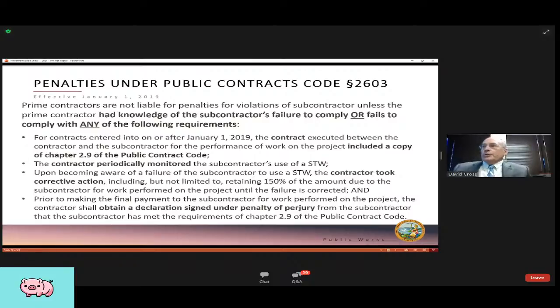And then this final one, which almost no prime contractors comply with: before making the final payment, the contractor obtains a declaration signed under penalty of perjury from the sub that the subcontractor complied with skilled and trained workforce requirements. This is a completely separate declaration. This is not just saying, oh, they submitted certified payroll records. This is not saying, oh, they submitted a declaration saying they complied with the requirement to pay prevailing wages. This is a separate declaration that you prime contractors have to have. If you don't have it, then you prime contractors are jointly and severally liable for the skilled and trained workforce penalties. Okay, let's go on to the next slide.